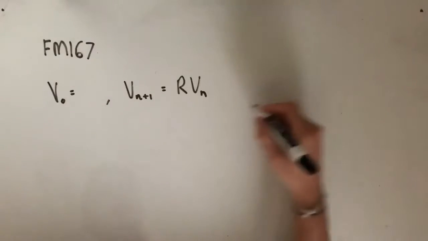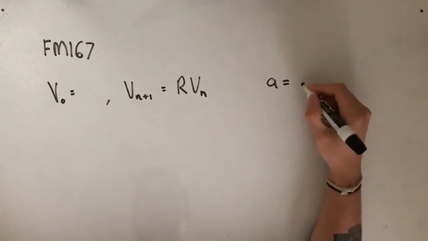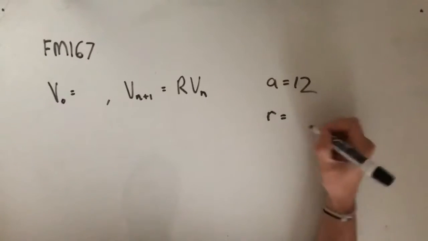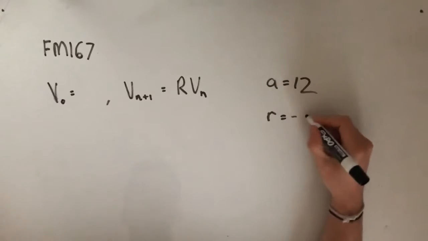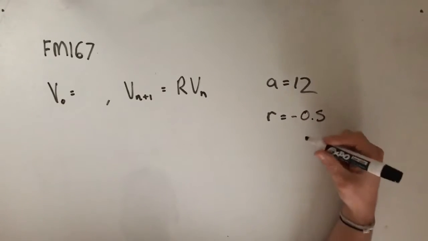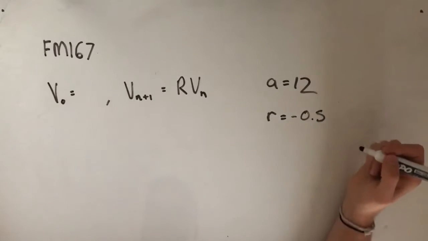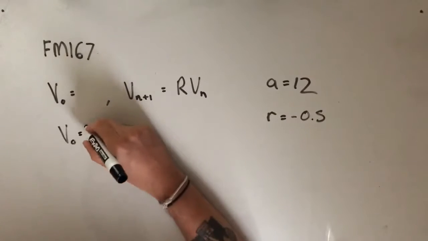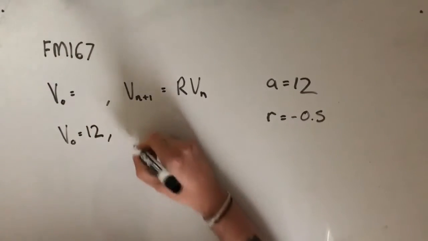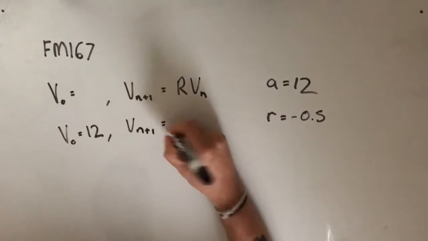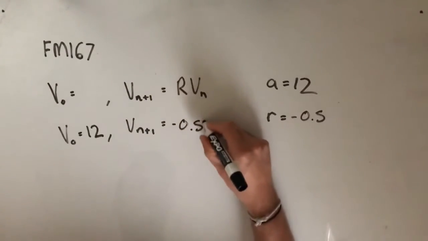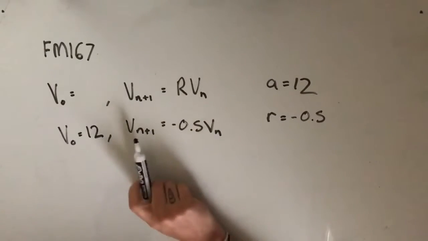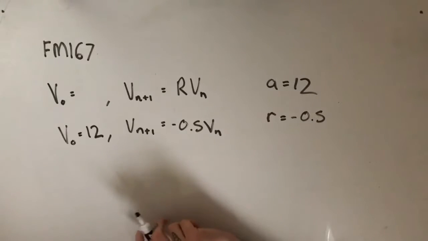So I'm going to give A a value of 12 because that's bigger than 0. And I'm going to give R a value of -0.5 because that's in between -1 and 0. So from here, we've got some new values. We've got V0 equals 12, where Vn+1 equals -0.5 of Vn. Which means as we go from one term to the next term, we're going to be multiplying by -0.5.